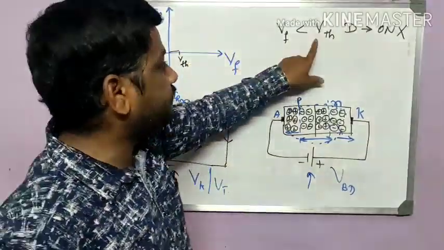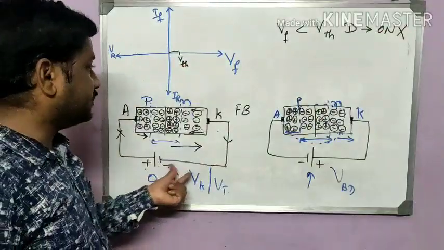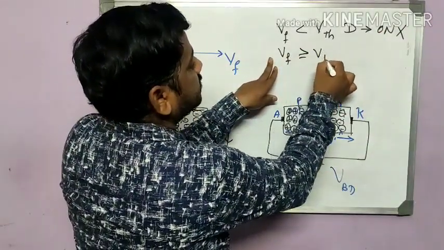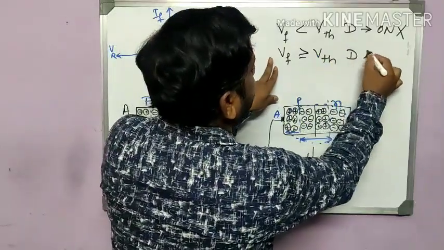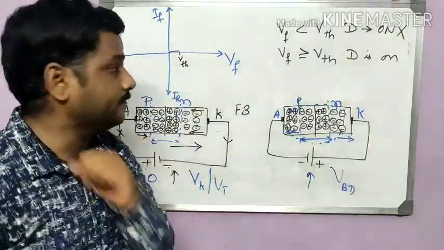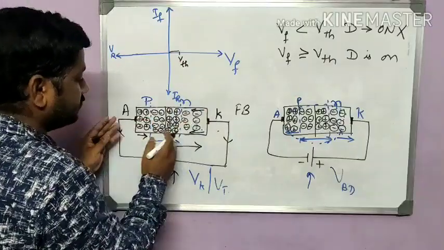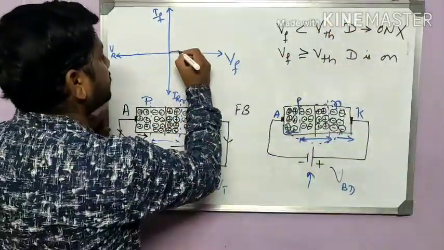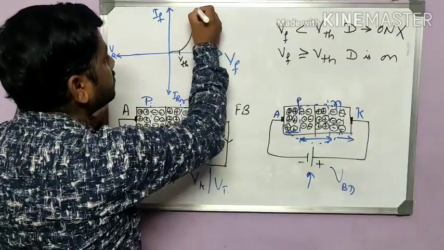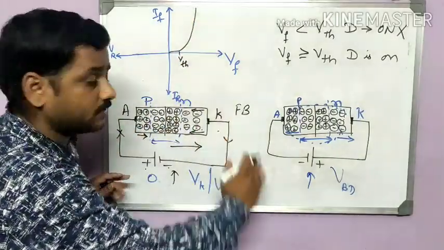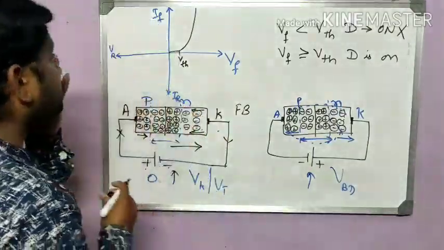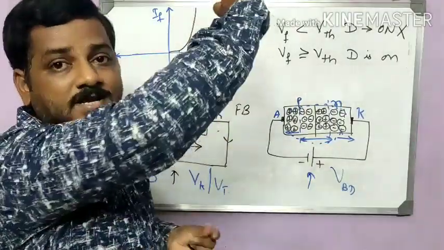Once we cross this threshold voltage, once Vf becomes greater than or equal to the threshold voltage, the diode is going to be on. When the diode is on, current will flow and it will increase exponentially, because there will be a flow of electrons from anode to cathode, flow of current from anode to cathode. So this is how we can represent the graph.